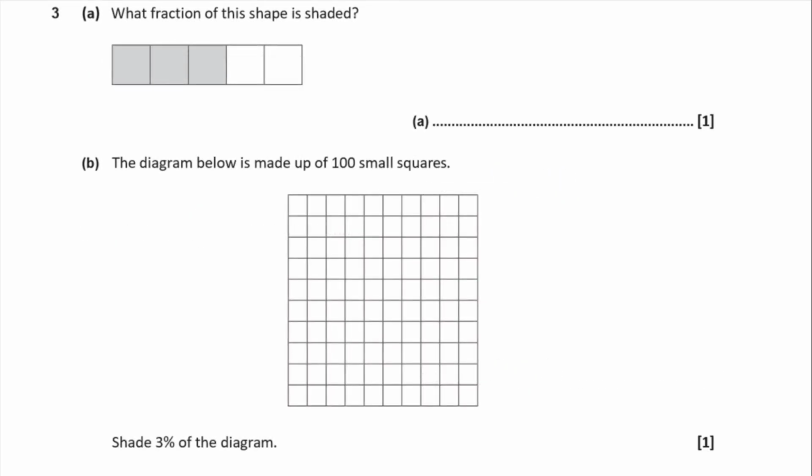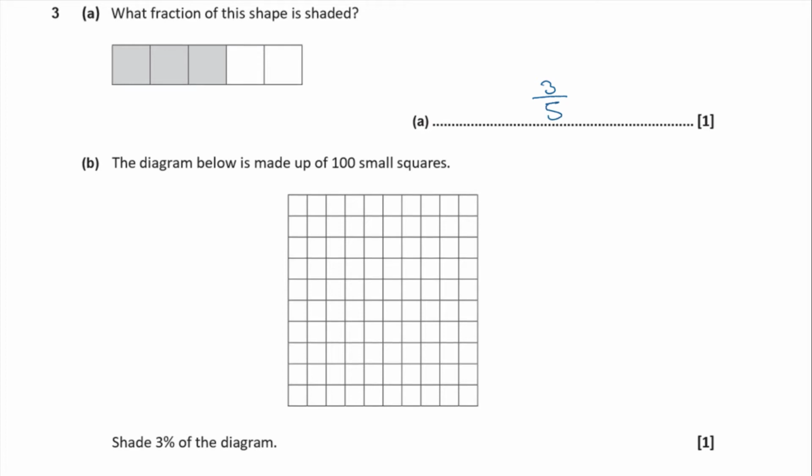Question 3a. What fraction of this shape is shaded? Well, you can see altogether there are 1, 2, 3, 4, 5 little squares, of which 3 are shaded. So that as a fraction is going to be 3 out of a total of 5 shaded, or 3/5.